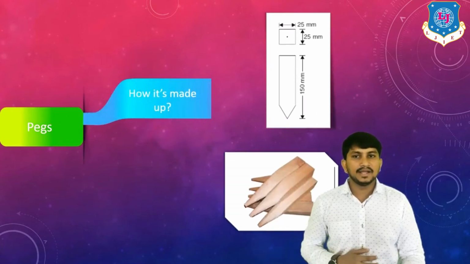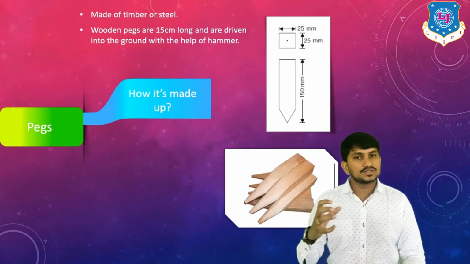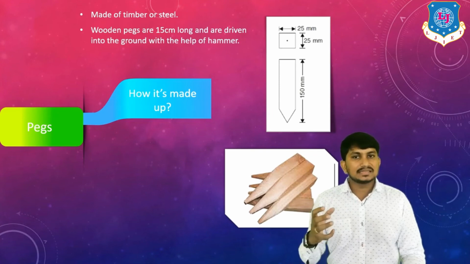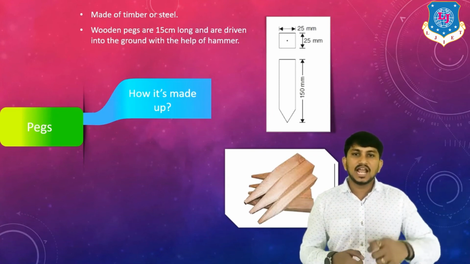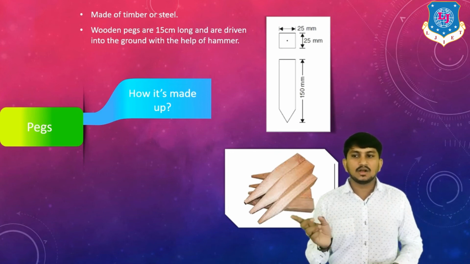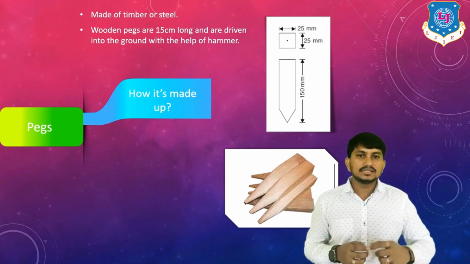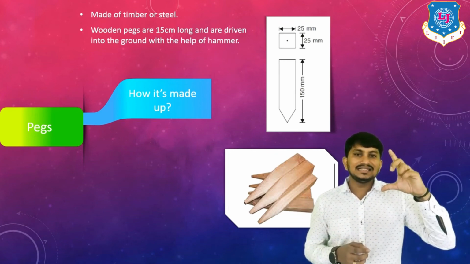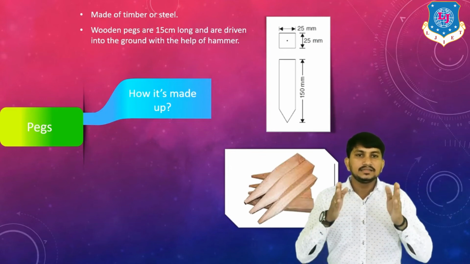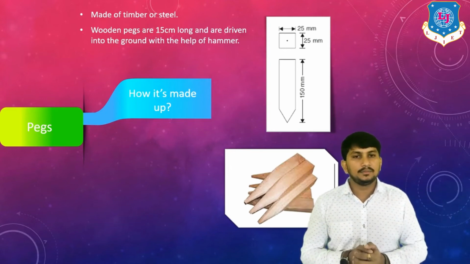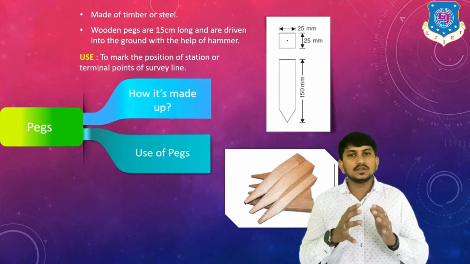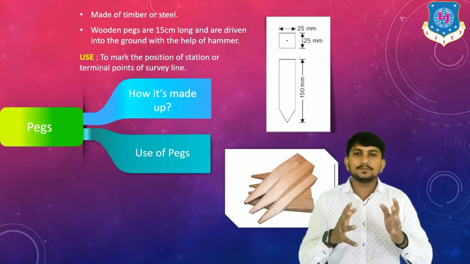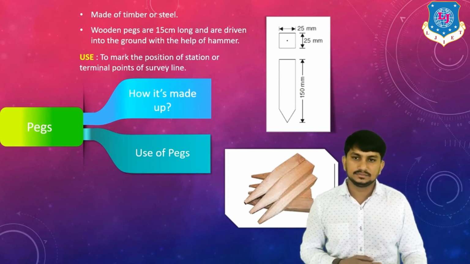It is made of timber or steel. Wooden pegs are 15 cm long and are driven into the ground with the help of a hammer. This is called a peg. Its overall length is about 15 cm and thickness is about 25 mm. It's mainly used to mark the positions of station or terminal points of a survey.